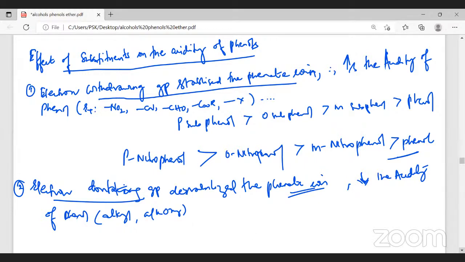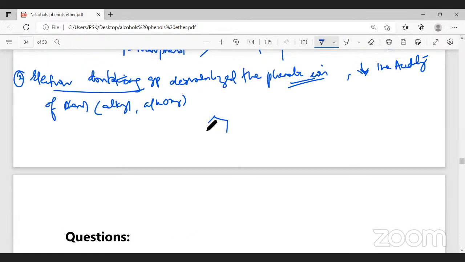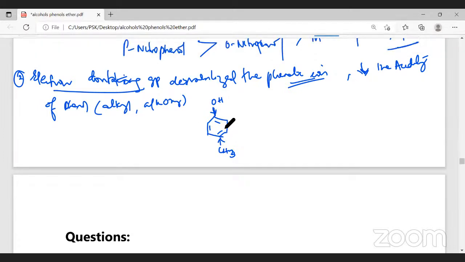Now, for an example, what do you mean by destabilization? Just observe here. This is phenol, with its double bonds. This OH group is an electron donating group. If I have a substituent here like CH3, an alkyl group, this also is electron donating. This electron will move here and this electron tries to move, so repulsion will take place. Therefore the phenate ion becomes destabilized. That is what it means.